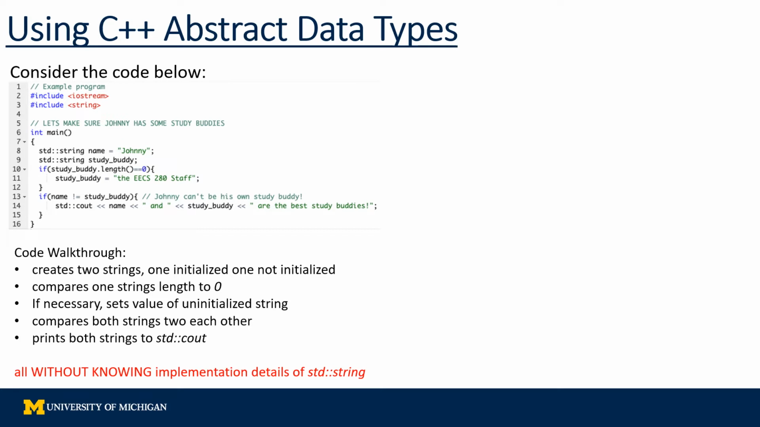Then on line 13, we will compare these two strings together. And if they are not equal, we will output string 1 and string 2 are the best study buddies. Now the key here is that we were able to use these functions such as length, operator not equals, and printing them out on the string objects without actually having to know how they work under the hood. And this is the whole idea behind an abstract data type. We don't actually need to know how these functions work. We just need to know what they do and how we can use them to our benefit.